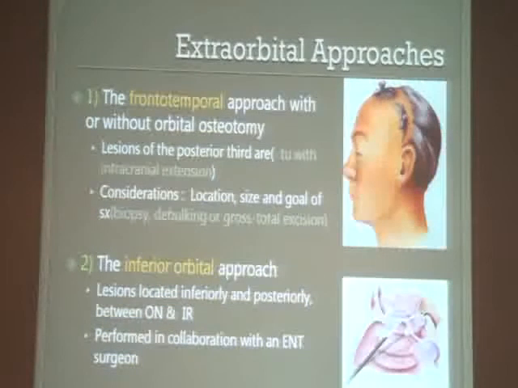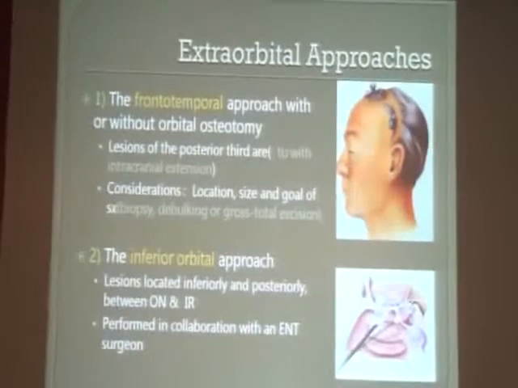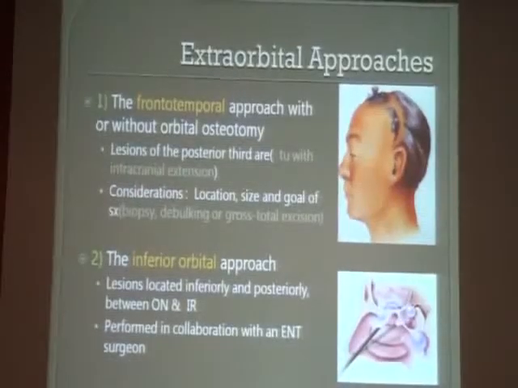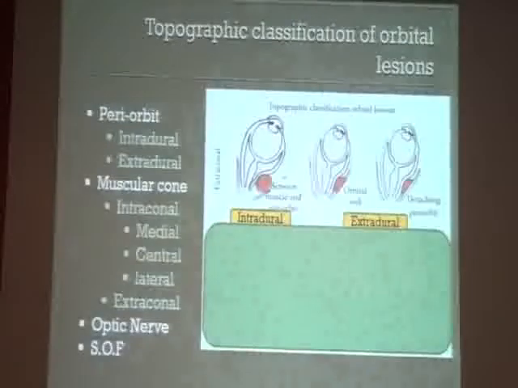For the extraorbital approaches, the frontotemporal approach is with or without osteotomy, and this is mainly for lesions of the posterior third. The considerations again here are location, size and goal of the surgery. The inferior orbital approach is for lesions located inferiorly and posteriorly between the optic nerve and the inferior rectus, and they are best performed in collaboration with an ENT surgeon.